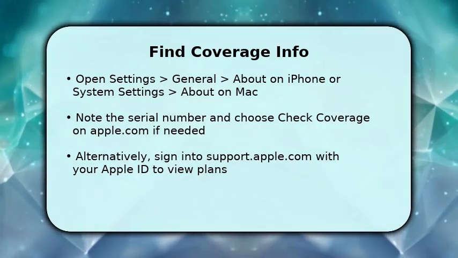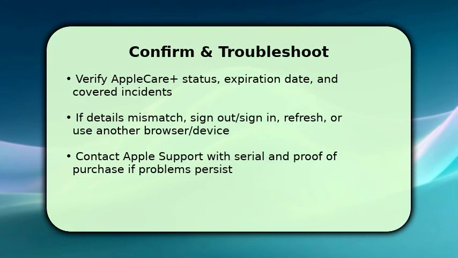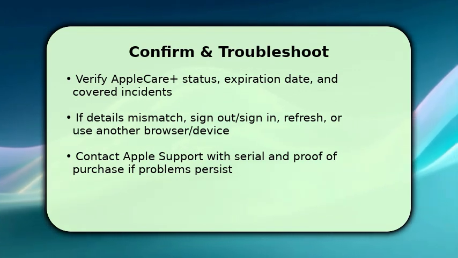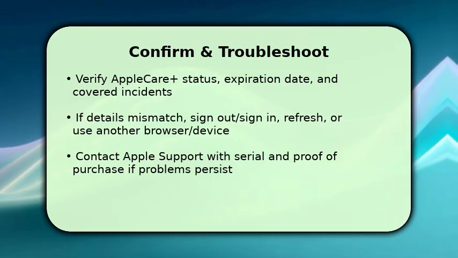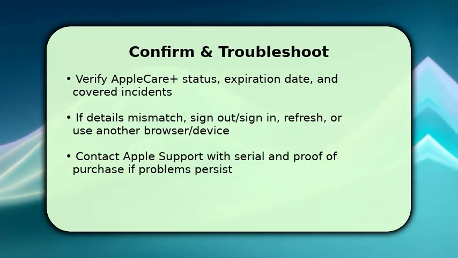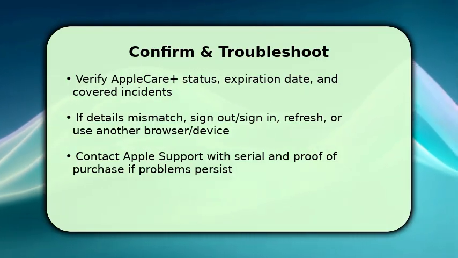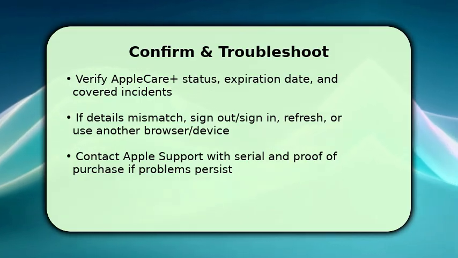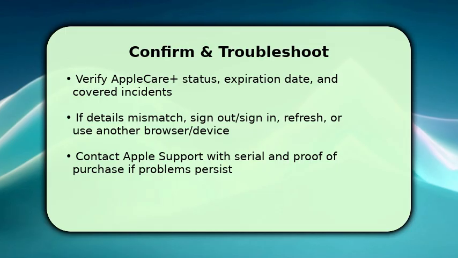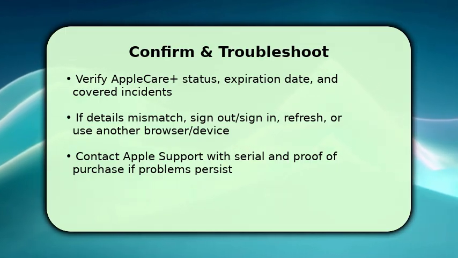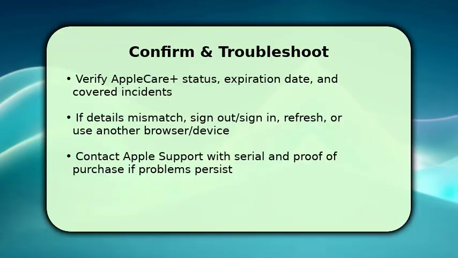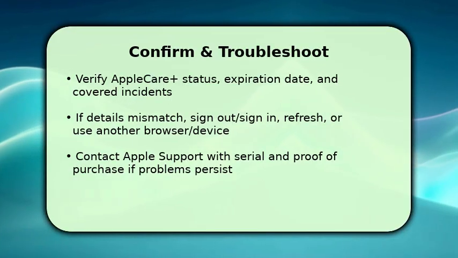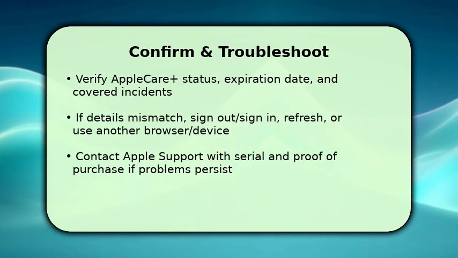Finally, confirm the plan name, expiry date, and coverage limits so you know exactly what's covered and how many incidents remain. If information seems wrong, make sure you're signed into the correct Apple ID. Sign out and back in, refresh the page, or try a different browser or device. If coverage still doesn't appear or the serial number is unrecognized, contact Apple support with your serial and proof of purchase. They can reconcile account records and correct coverage status for you.